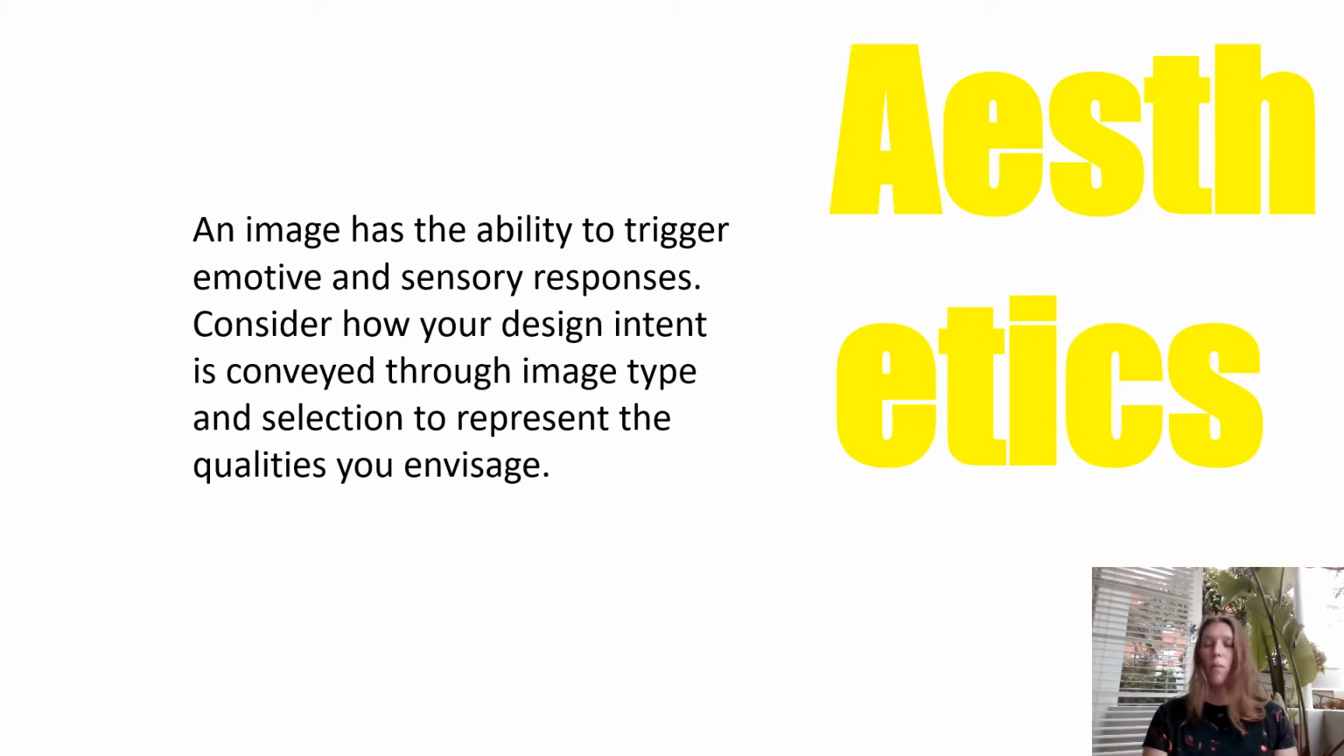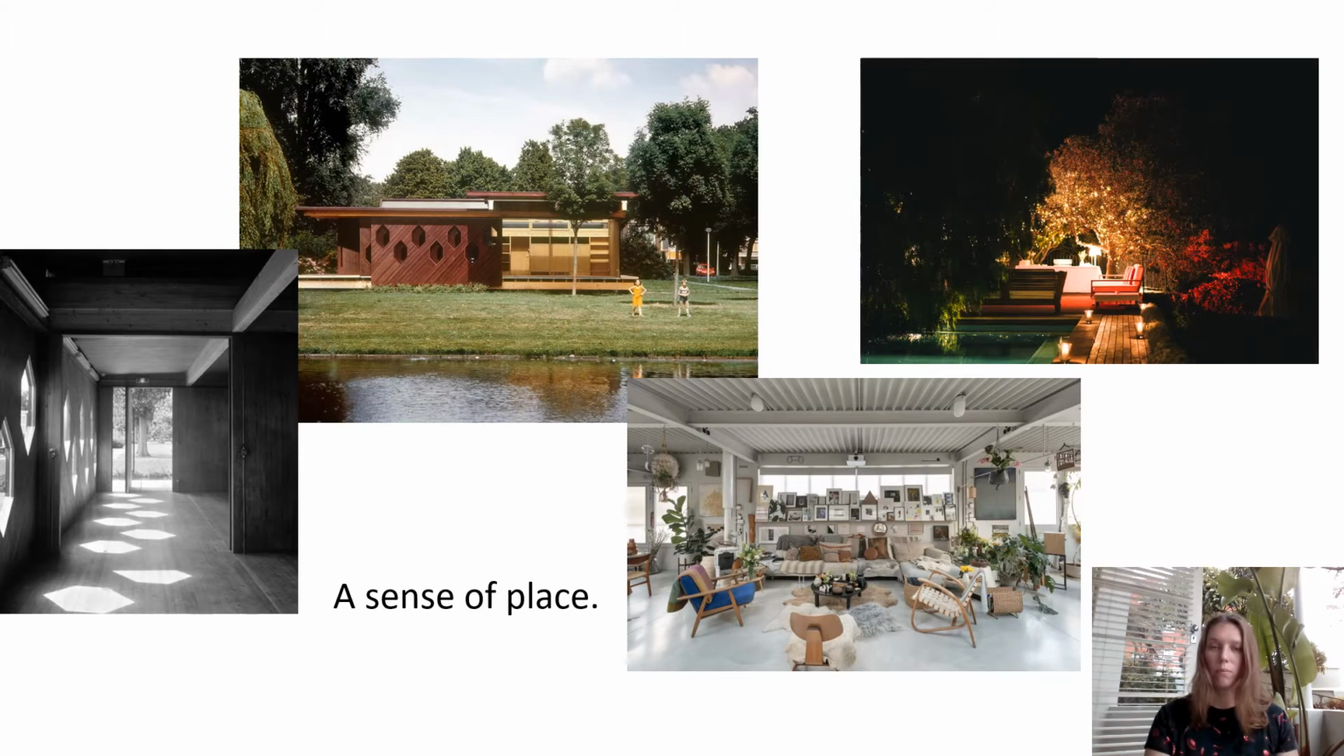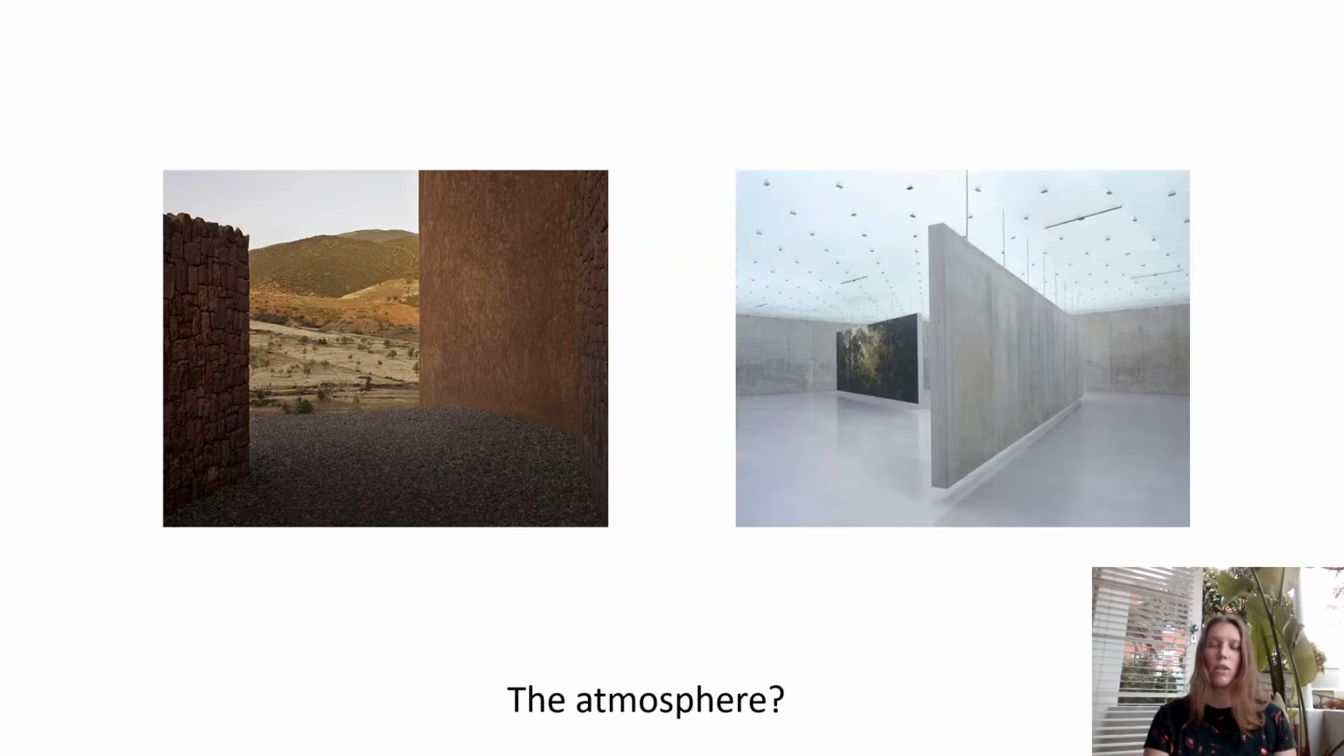Aesthetics relate to our emotions and sensory perceptions in relation to design. It's really important, I think, about how a human might experience a space. We are naturally drawn to things that we trust. So how is a sense of place established in your design? What is the light quality? What are the emotive qualities? How does it feel? What is the mood? What is the context? What is the atmosphere?